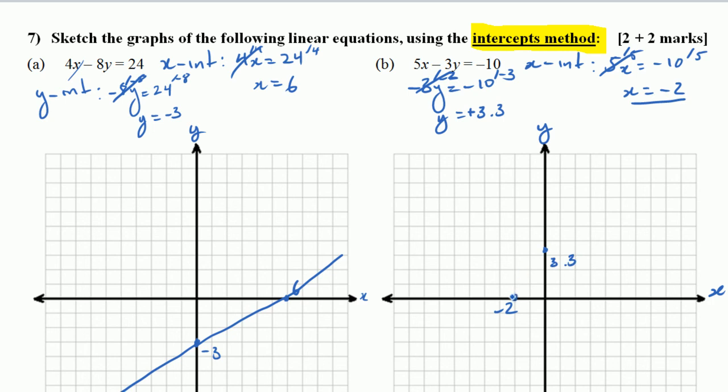And again, just connect that up. 2 points is enough to make a line. So we connect that up. Again, in your case, you would use a ruler, but this should give you an idea of how it should look. So you do your 2 points, the x-intercept and the y-intercept, and then you connect them up with a line. And that's the answer. So that's question 7.